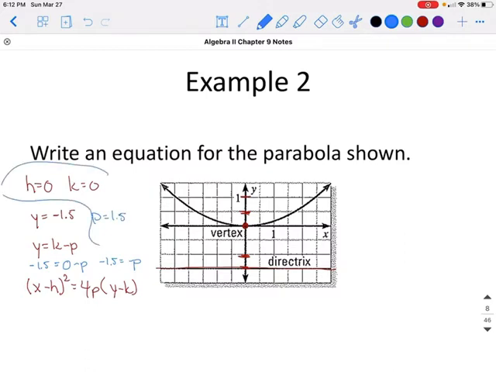So if we know our h, our k, and our p, we can just plug that into our equation. So it'll be x minus 0 squared is equal to 4 times p, and then multiply that by y minus k. Or if it's just x minus 0, you can leave in that form, or just write it as x squared is equal to 4 times 1.5 is 6, and then y minus 0 just gives you y, so we can leave it in that form.